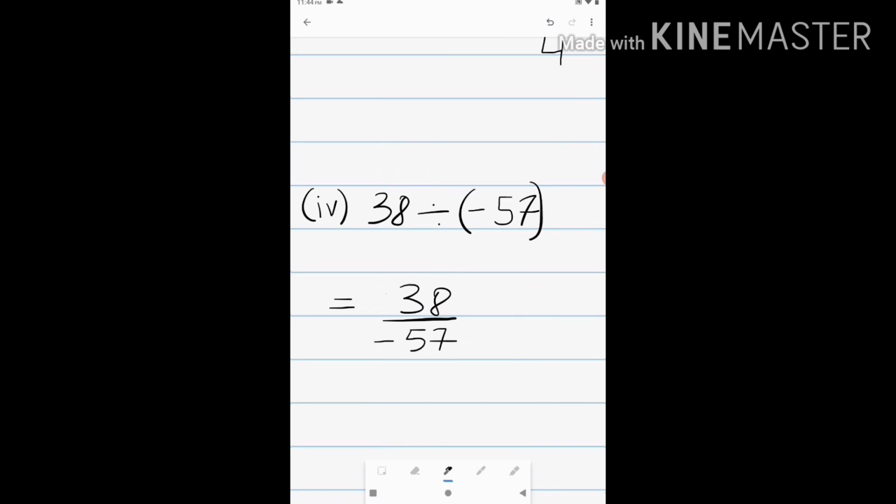So this is our sum number 4. 38 divided by minus 57. Again, this is a big number, will not be divisible by number 2 or number 3 because it's not even, and according to the test of divisibility it is not even divisible by 2, 3, 4 or 5. So it's a big number, and the common divisor for these two numbers is 19.